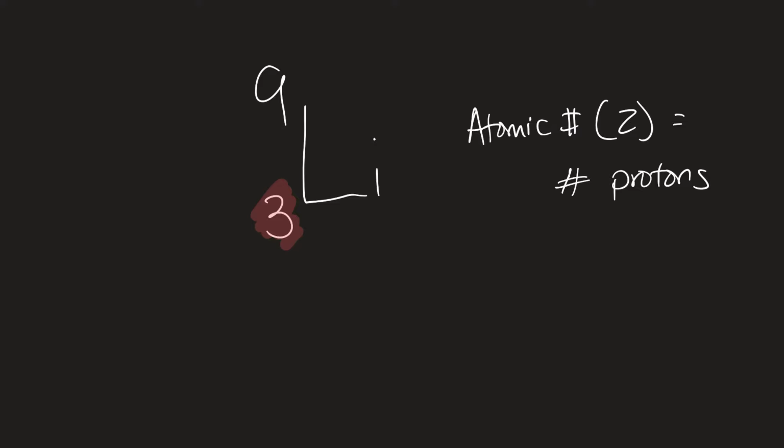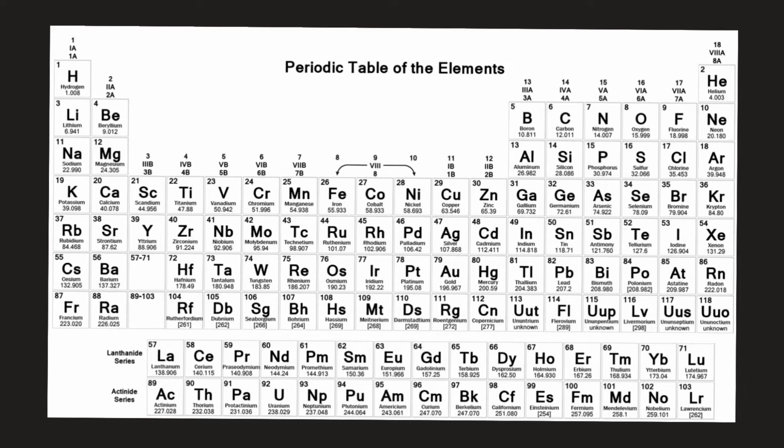So how do we figure out this information? Where do you go to figure out how many protons an atom has, or what the atomic number of a particular element is? You'll find this information from the periodic table. So all you need is really the periodic table.